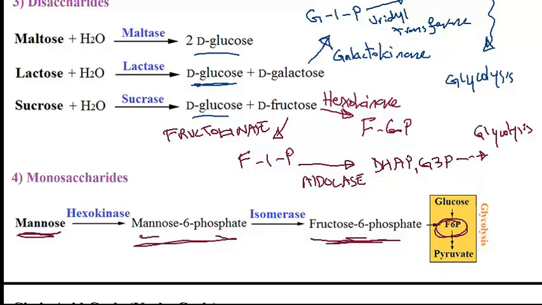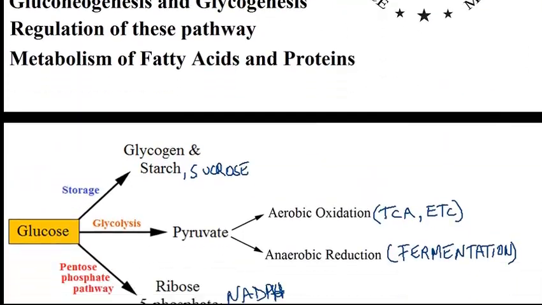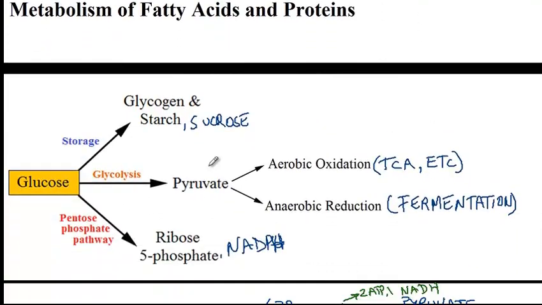Alright, so basically that's about it about glycolysis. Now we can move on to the aerobic respiration from here on. So far we have described the glycolysis, explaining how glucose is converted into pyruvate. Now I'd like to describe the next pathway, which is the aerobic oxidation. Once we are done with that one, then we will proceed with the other pathway, which is anaerobic reduction or fermentation.